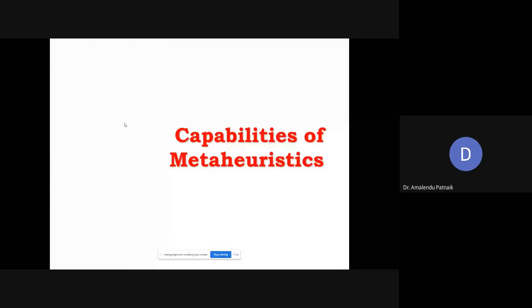the different meta-heuristic techniques that have been applied in antenna engineering. Now, let us study how to effectively use this for antenna designing. Before that, let us see what are the capabilities of these meta-heuristics, or let us see what kind of problems these meta-heuristics can solve.